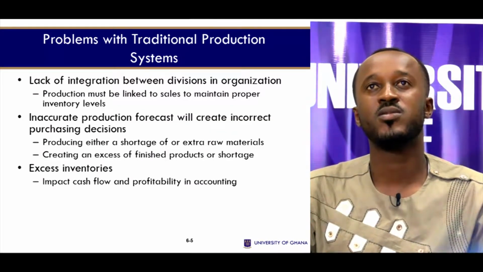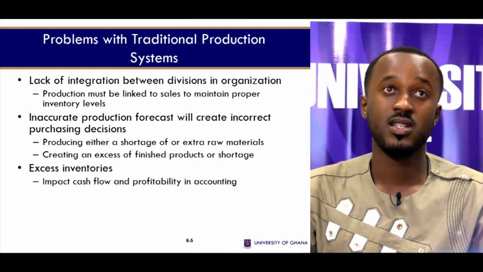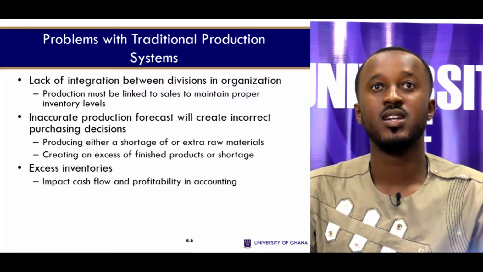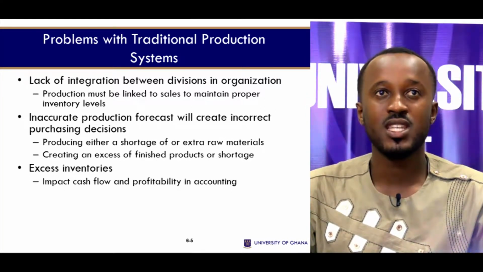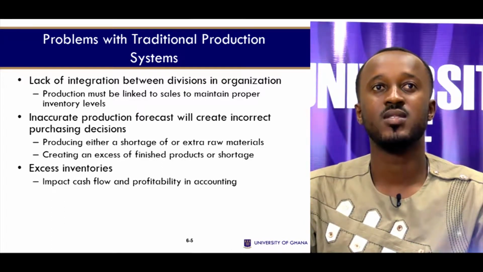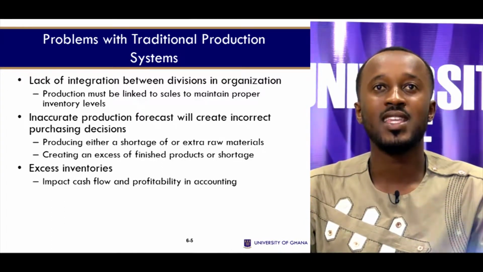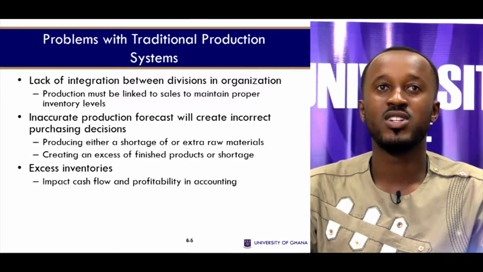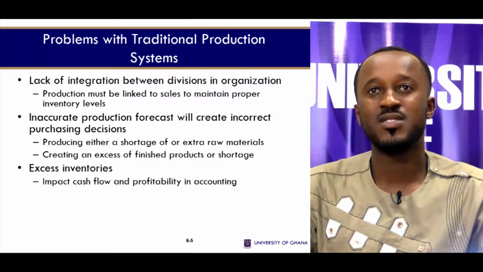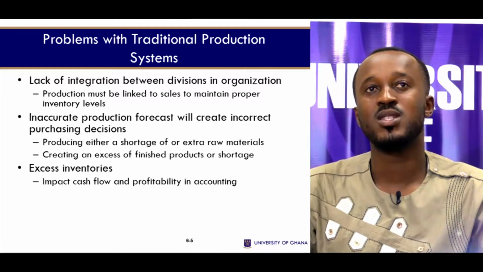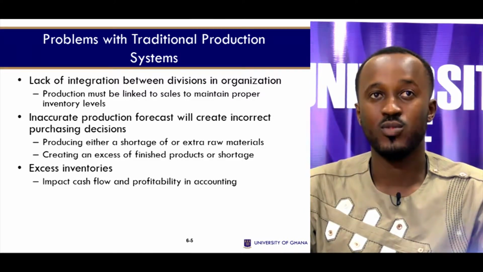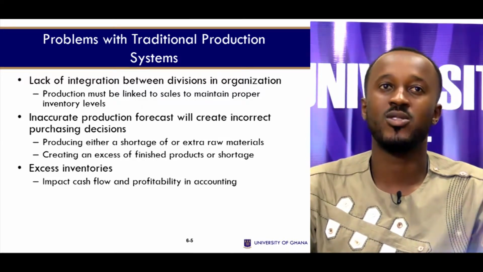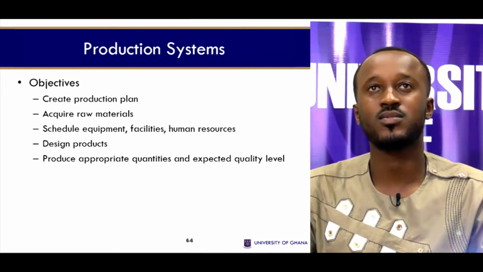Now, the problems with traditional production systems. There's lack of integration between divisions in organizations. Inaccurate production forecasts will create incorrect purchasing decisions, producing either a shortage or extra raw materials, or creating an excess of finished products or shortages. Then another problem was excess inventories, the impact on cash flow and profitability in accounting.